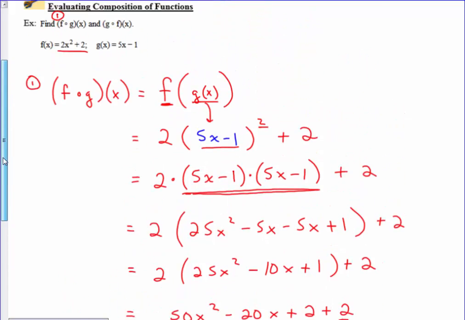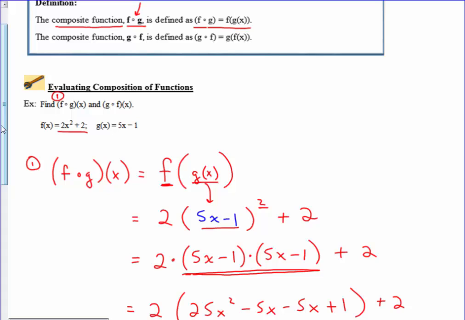The big thing to remember when you're doing compositions is one function is being plugged into another. Whatever function is first is the first function that you want to look at. Whichever function is on the inside is the one that you want to plug in where the x is in the first function. Let's now go do the second part.